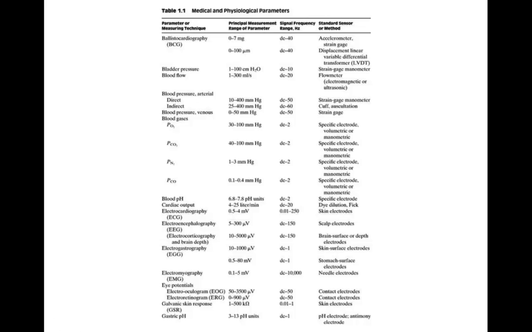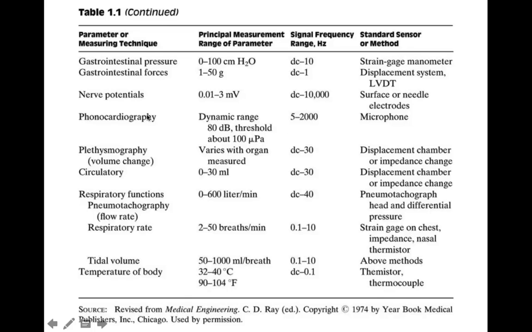The principal measurement range of parameters. So typically the output of the probe or the electrode that measures the ECG is between 0.5 and 4 millivolts. And the frequency range that's present within an ECG signal tends to be from 0.1 to 250 hertz. And the actual sensor that's used would be skin electrodes. Now you can see there are a number of others that are given.